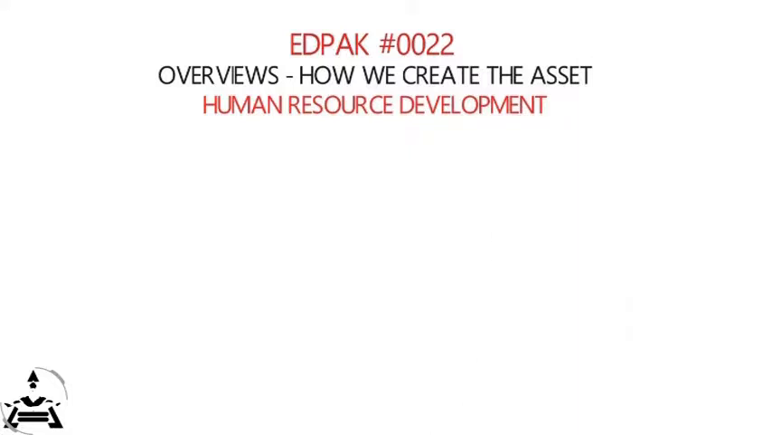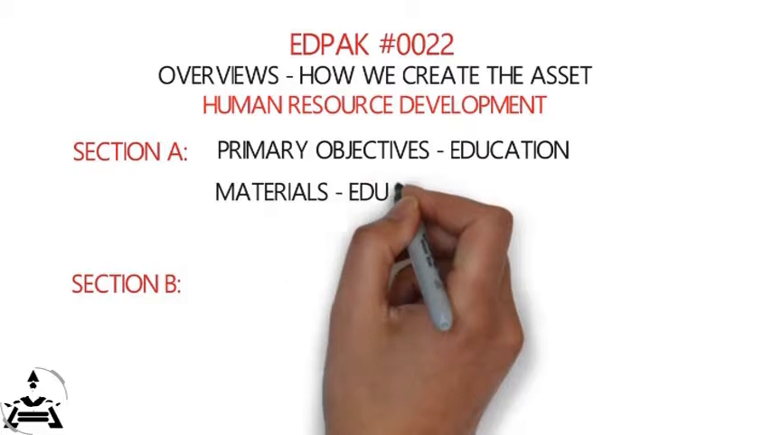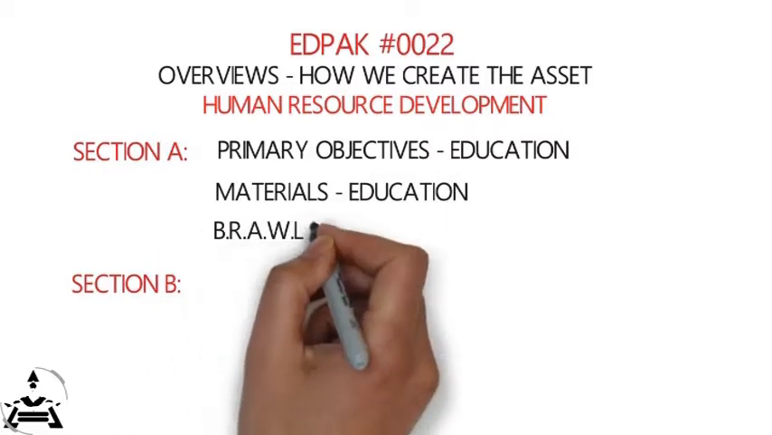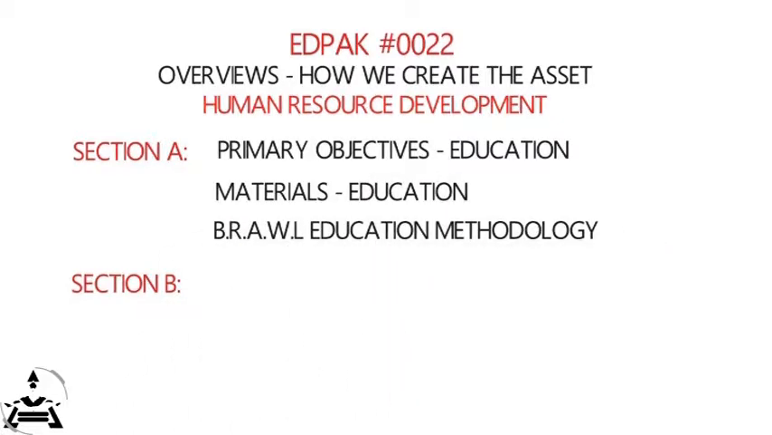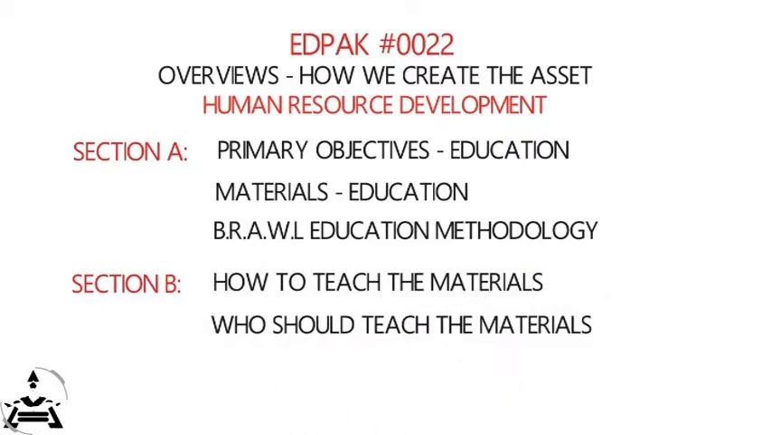The EDPAK is broken into two sections, A and B. Section A comprises of the primary objectives of the education of the asset, how we created the materials needed for the upgrade, and why the organization built its very own education methodology. Section B upgrades upon how the materials are taught and who the HR division states should teach these materials, and shows the output of the predator-free bars model when operated by these assets.